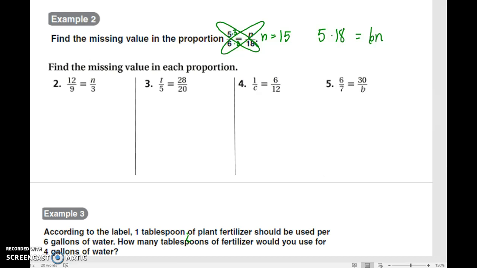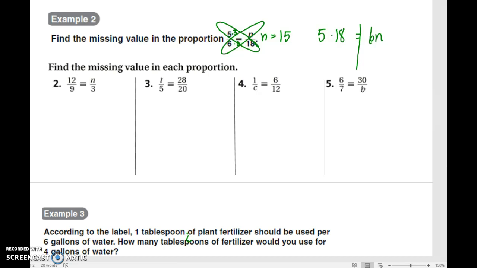Okay? So now that I've done this, I'm now into familiar territory. Do you remember this? I draw my line and I'm ready to solve for n. So I'm going to go to the side that's complete. 5 times 18, what is that? And guess what? I'm going to be letting you use calculators, or your multiplication chart, if you don't have a calculator. 90.